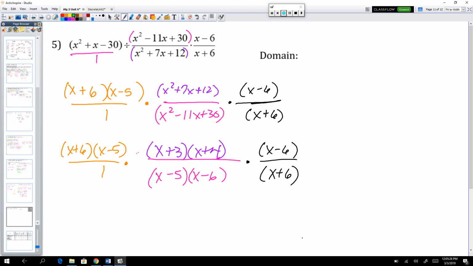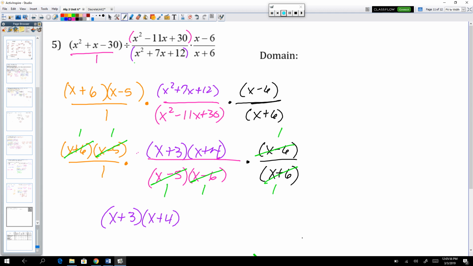Now we're ready for canceling. Remember, they have to match exactly. So x minus 5 and x minus 5 are fine. X plus 6 and x plus 6 are fine. X minus 6 and x minus 6 are fine. And I don't have anything left on the bottom, so whatever's left on top is what we're left with. And so our final simplified answer of this division problem is x plus 3 times x plus 4.